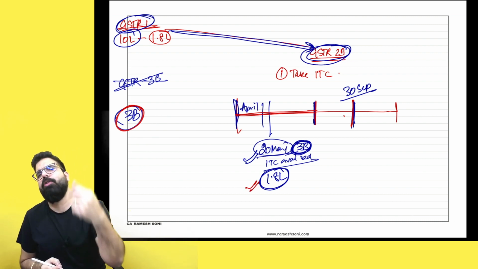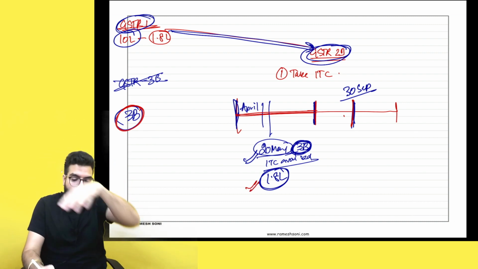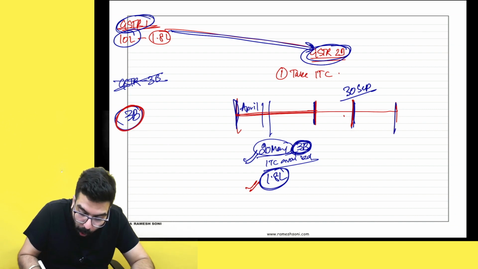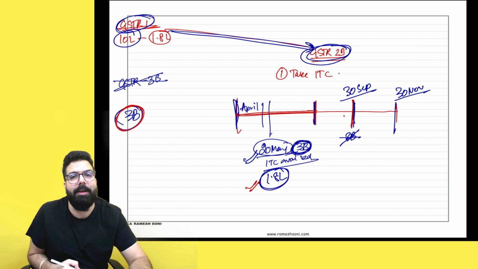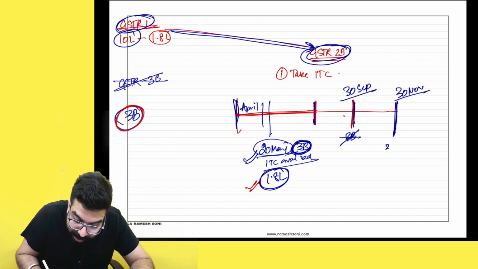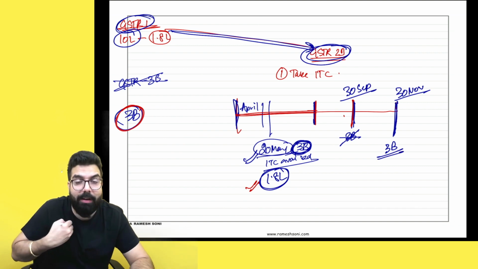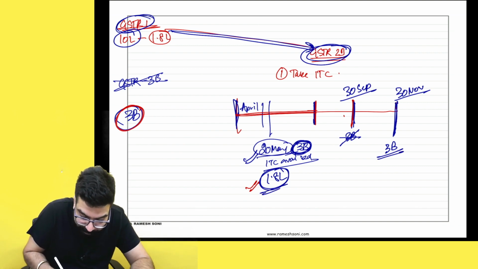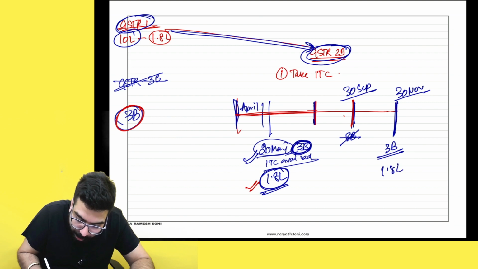Sir, what if he does not file the GSTR 3B by 30th September? Then they are saying, on or before 30th November, if the supplier still did not file the GSTR 3B, then whichever GSTR 3B I am filing, I should reverse this credit which I had taken.